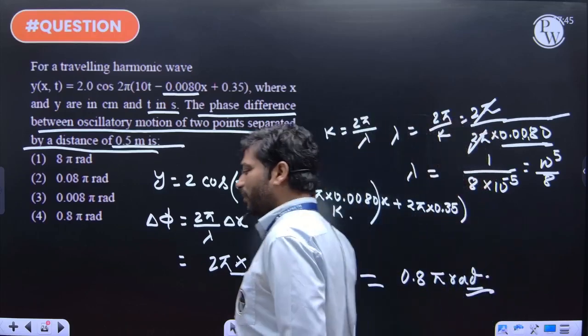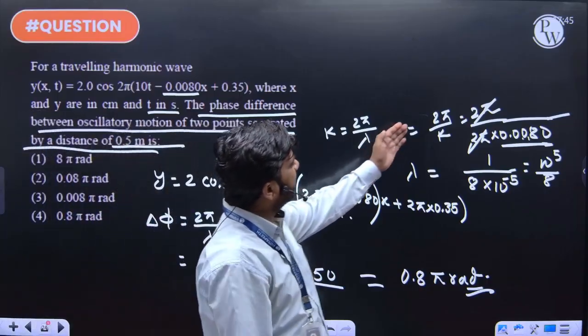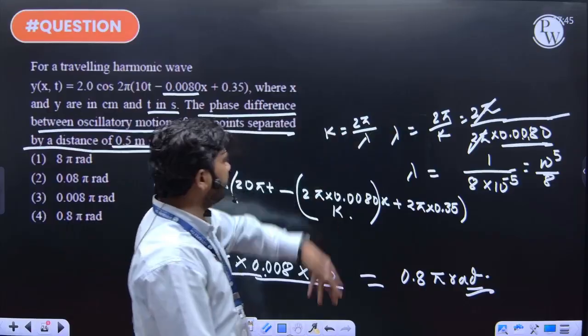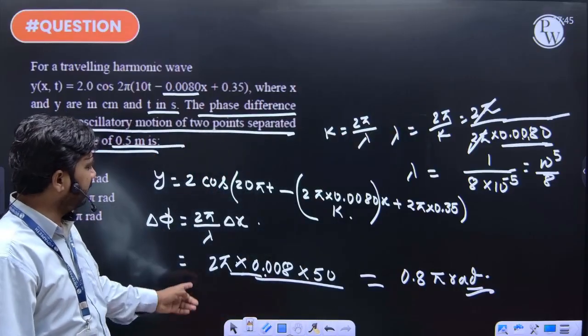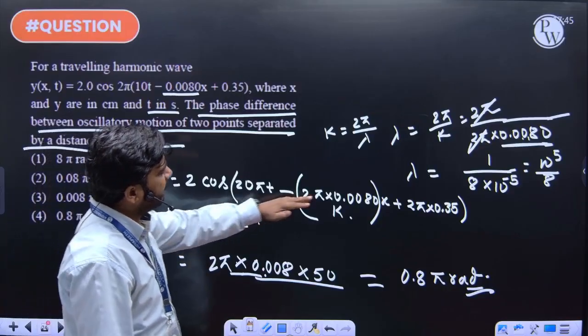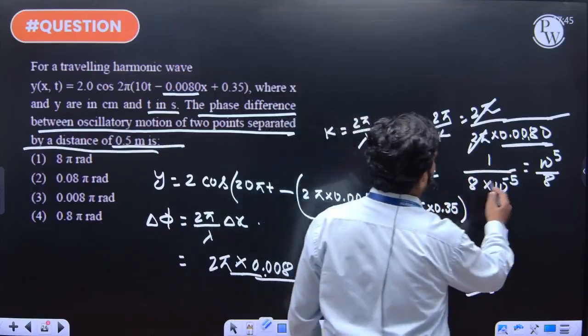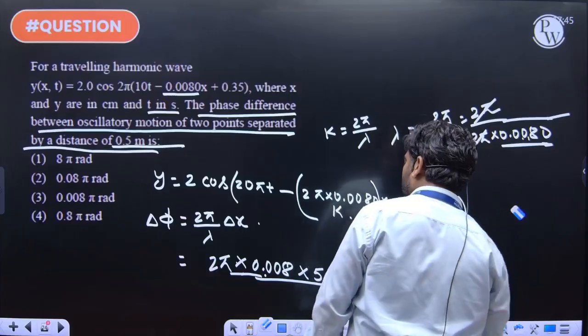See, you should be very careful about calculation mistakes. What mistake was I making? I was substituting the lambda value as 1 by lambda, right? So you should be very careful. This one is 1 by lambda. So when you are calculating the lambda value, you should substitute it like this. Clear? Fine. So that's the mistake I was making.